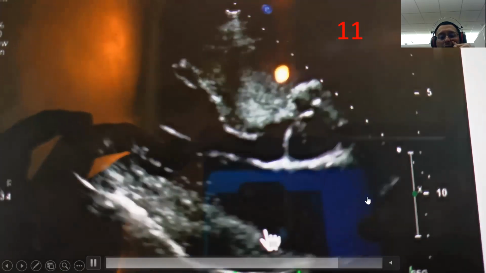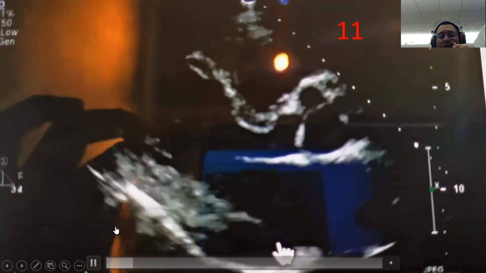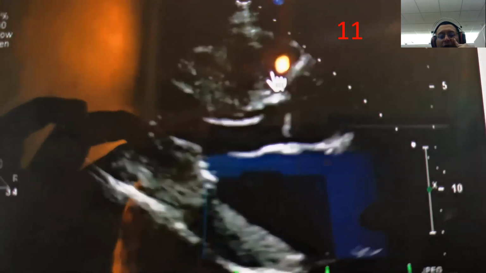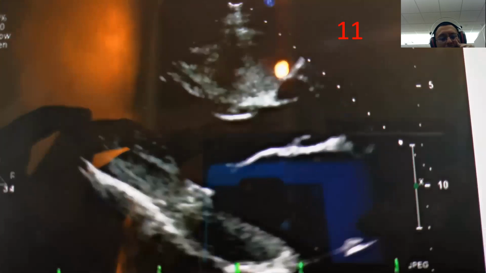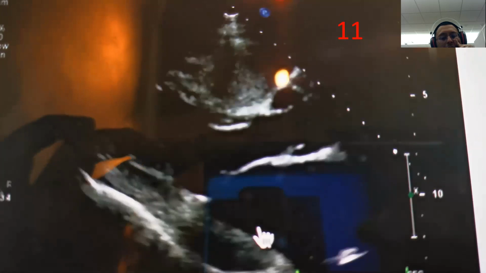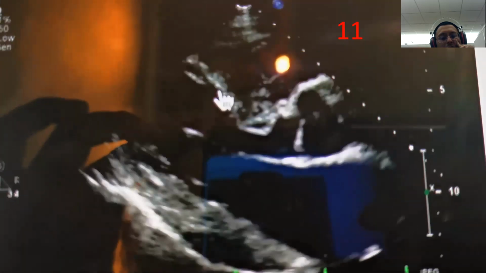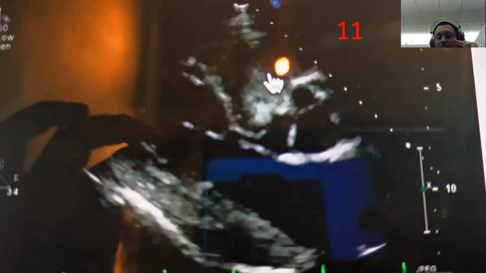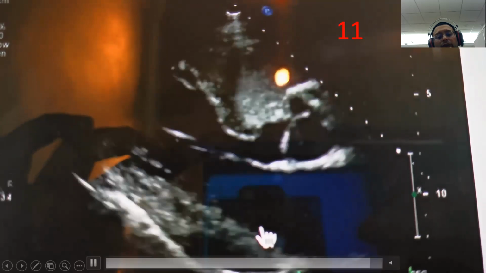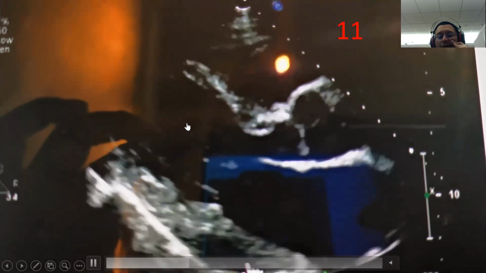Precious, what's your diagnosis? Persistent left superior vena cava. Is it just persistent left superior vena cava, or persistent left superior vena cava with unroofed coronary sinus? If unroofed, then you can also see bubble inside the left atrium. Can you see bubble in the left atrium here? There is no bubble inside the left atrium. So Precious is correct.